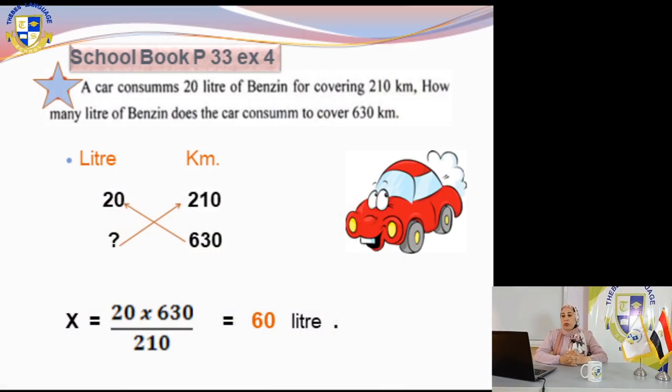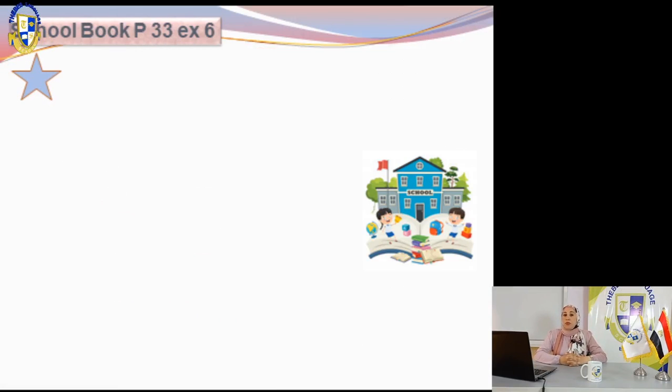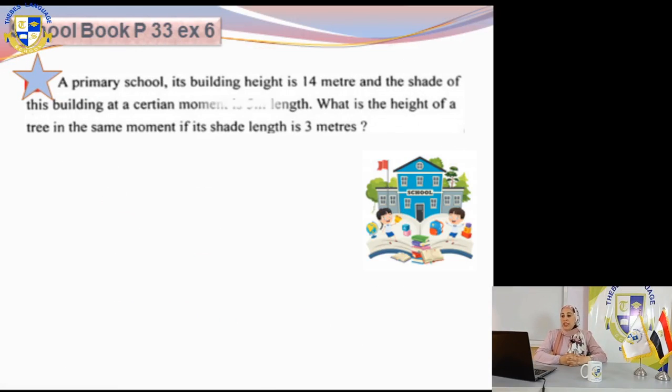Our last example. A primary school, its building height is 14 meters. And the shade of this building at a certain moment is 5 meter length. What is the height of a tree in the same moment if its shade length is 3 meters? So we have same moment, okay?